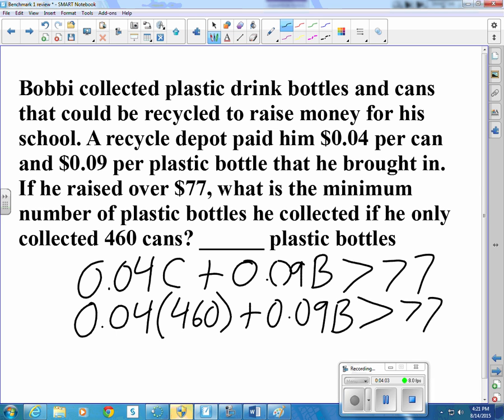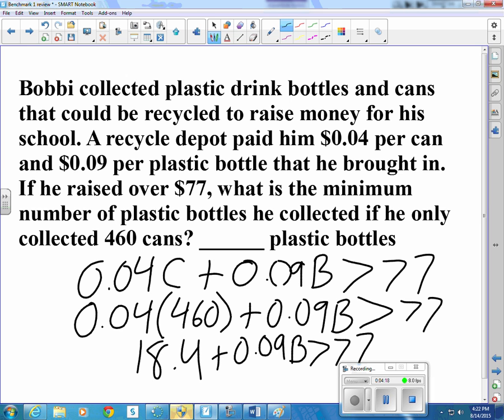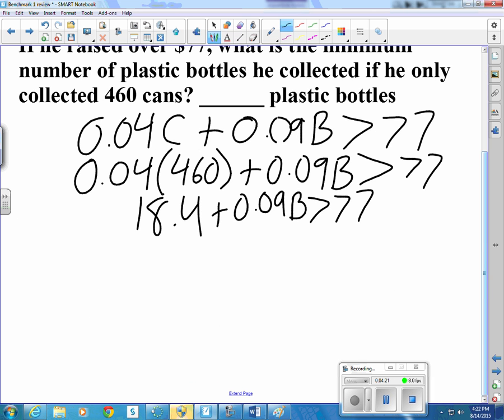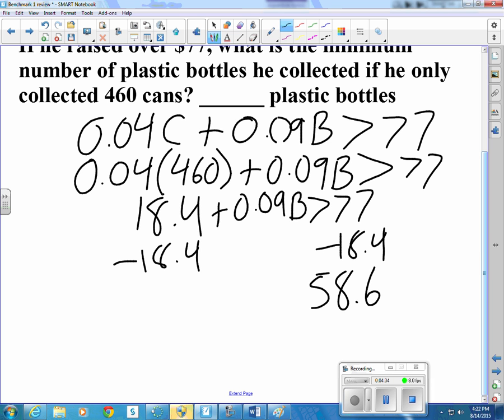4 cents each at 460 cans is $18.40. Greater than $77. So let's subtract $18.40 from each side. And that gives us $58.60. So we know that 0.09 times the number of bottles is greater than $58.60. So if we do the opposite of multiply by 9 cents, we divide by 9 cents.